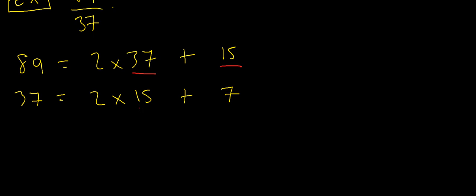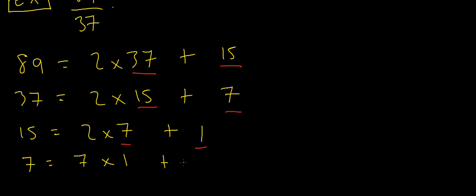Then I just repeat the exact same process and I see that 15 is just 2 times 7 plus 1. And I repeat the process once more, and I see that 7 is 7 lots of 1 plus 0. And as soon as we reach 0, we stop the process entirely.